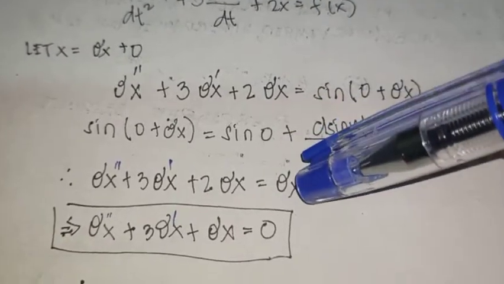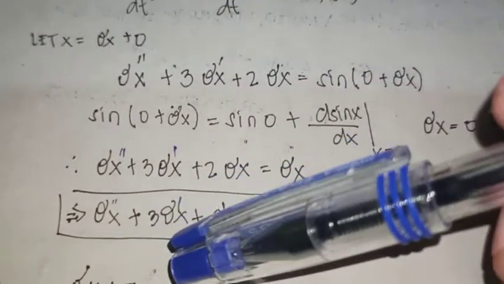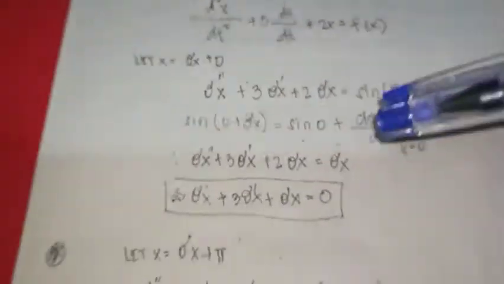So, this is the linear form. And this is the equilibrium term. So, collecting terms in the equation, delta x double prime plus 3 delta x prime plus delta x equals 0.